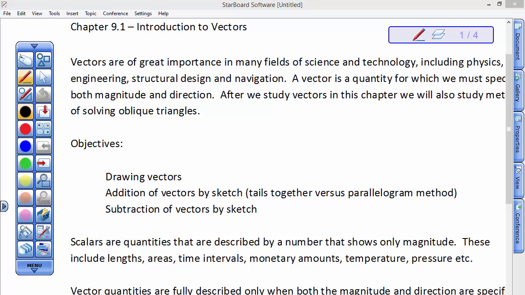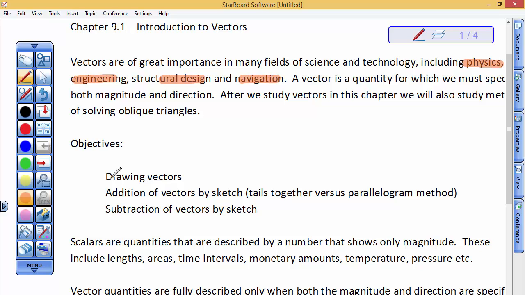This segment is an introduction to vector quantities. Vectors are a concept used in science and math, in the field of physics and engineering, structural design, navigation, flight, also boating.